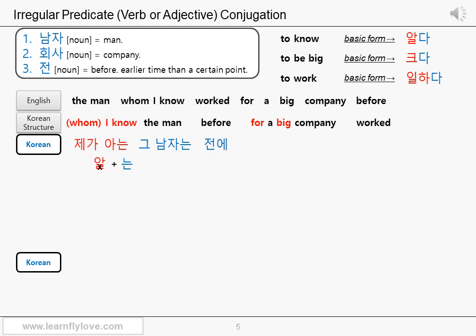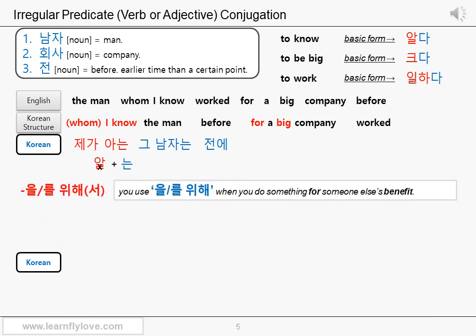Before, 전 is the translation of the adverb before, but 전 is a noun, which means an earlier point than the time you are indicating, not an adverb. Therefore, let's add a time-related particle, 에, and make it look like an adverb. 전에. For a big company, we can see the preposition for. We might be able to use 을 or 를 위해서 for the translation of for. We'll see.